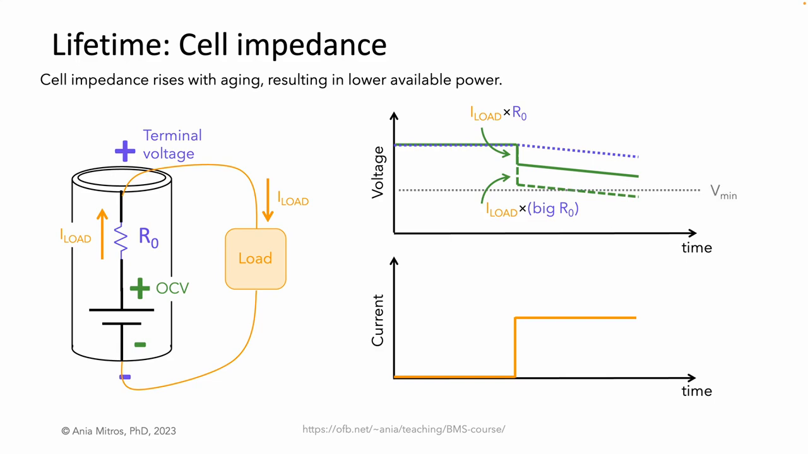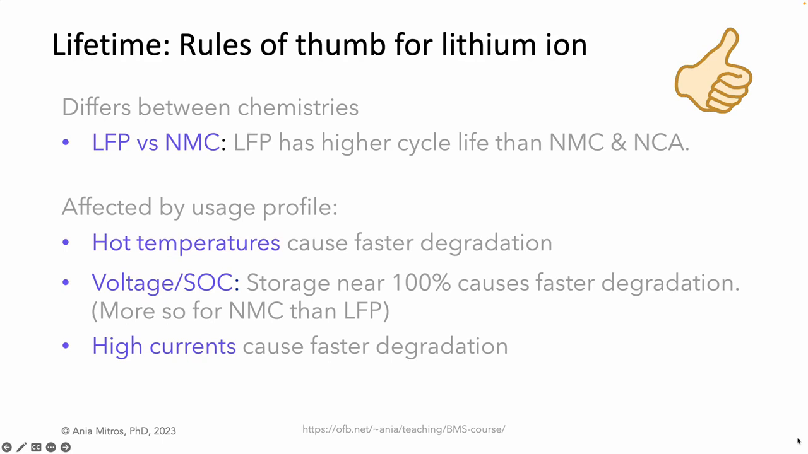Whatever voltage is defined as the cell's minimum operating voltage, an aged cell will reach that voltage sooner than a new cell with a small R0. We either cannot discharge the aged cell as deeply or must reduce the current at the bottom of discharge. Let's return to those rules of thumb and discuss design mitigations.